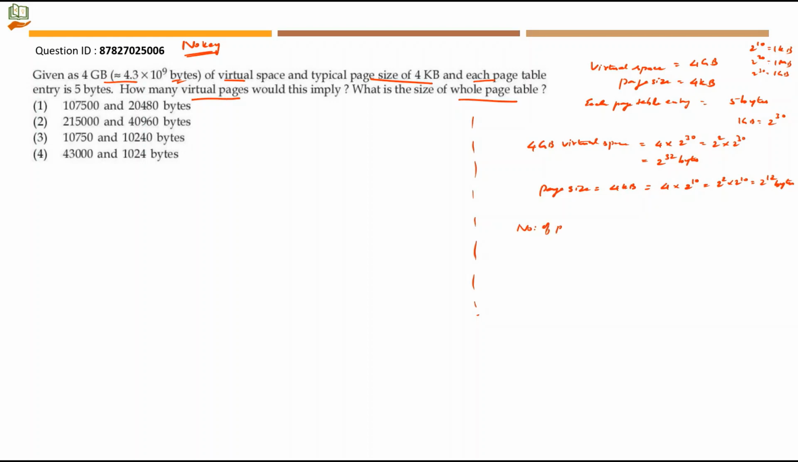Number of pages will be equivalent to virtual space divided by the page size. We can just use 2 power 32 divided by 2 power 12, which makes 2 power 32 minus 12, which is equal to 2 power 20. So number of pages will be 2 power 20. So total page table size is equal to the number of pages into the bytes per each page table entry.